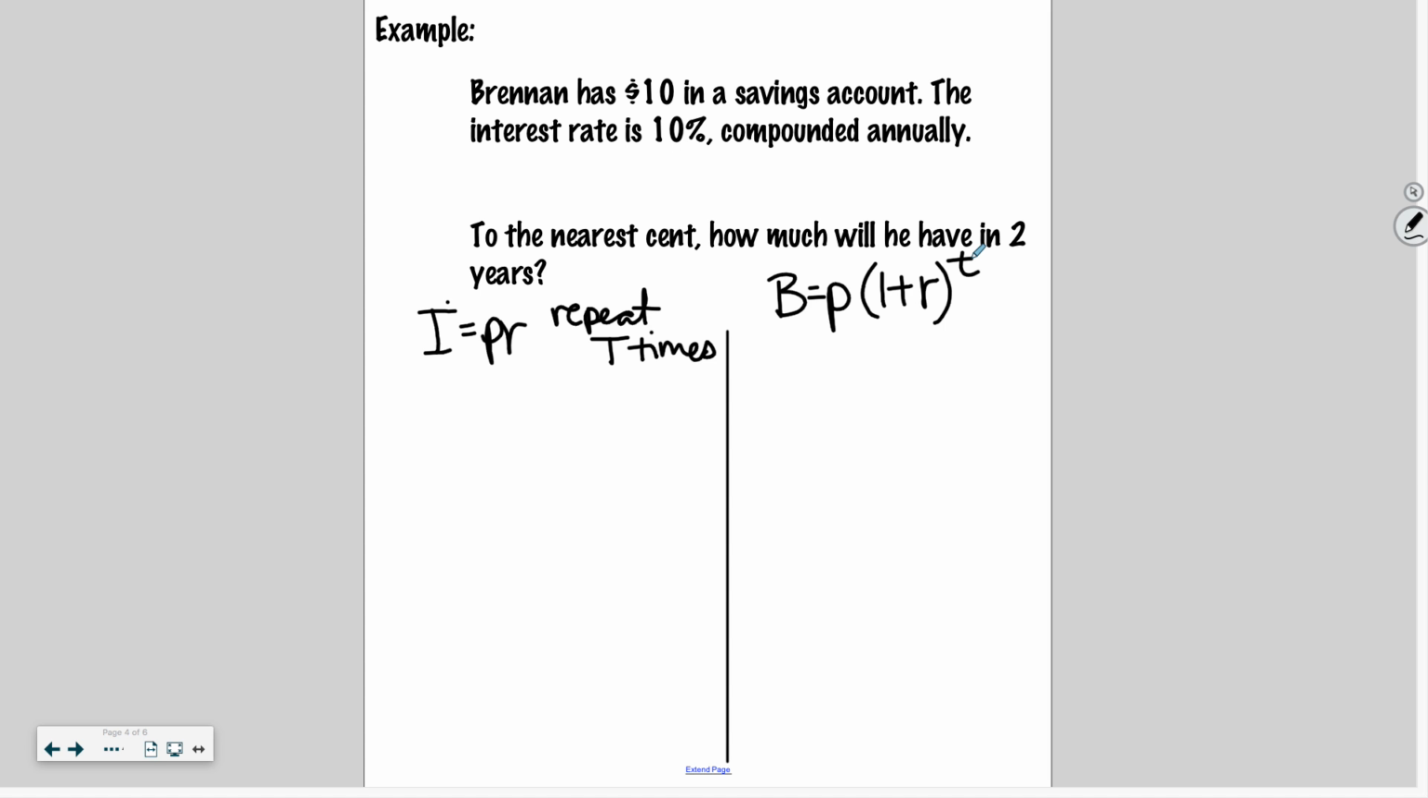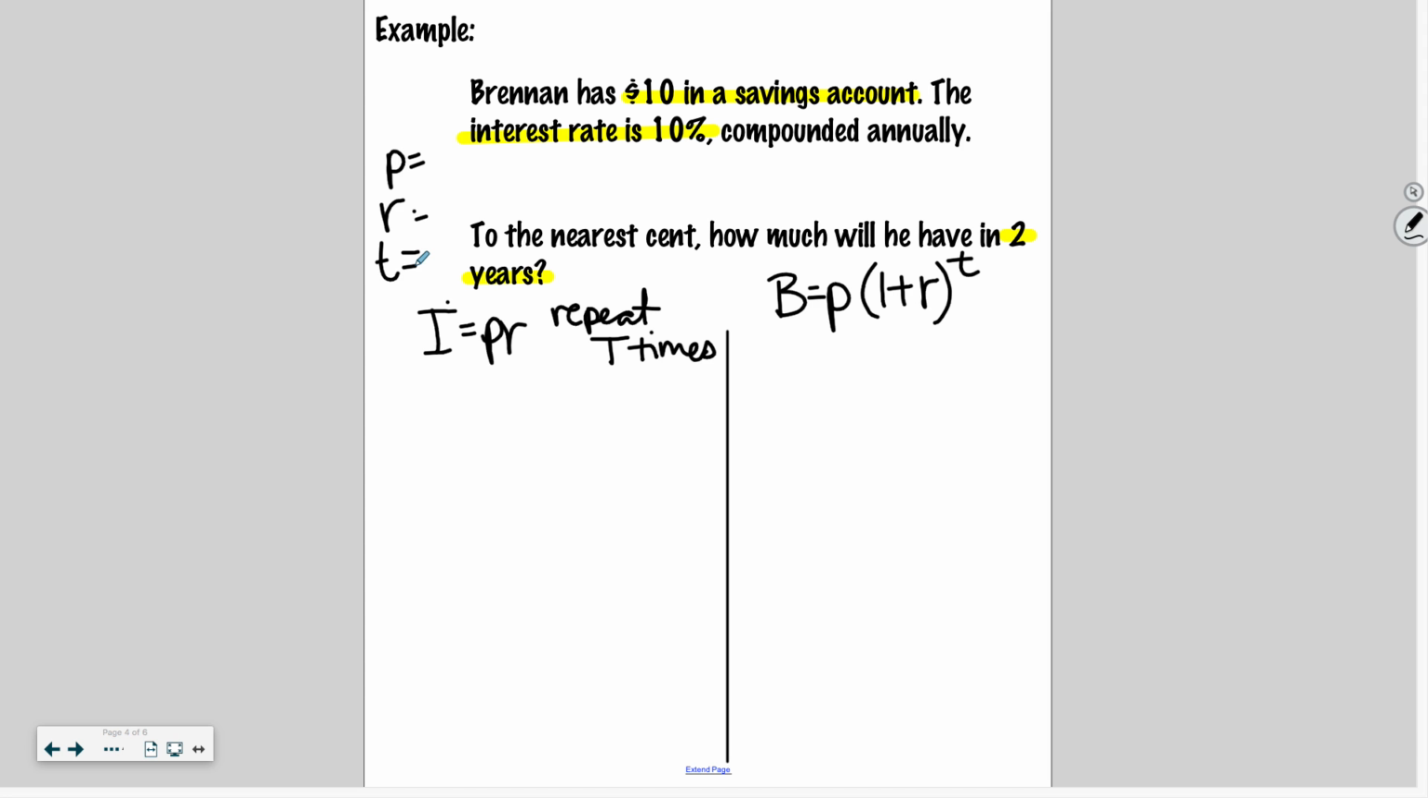So, things up here that are important. When I'm doing this, I like to just go in and point out the numbers, because the numbers are the things that matter. So we have $10 in a savings account, interest rate is 10%, and to the nearest cent, how much will he have in 2 years? So there are my 3 little pieces of information. Now I'm going to label which one is which. I need to know the principal, the rate, and the time.